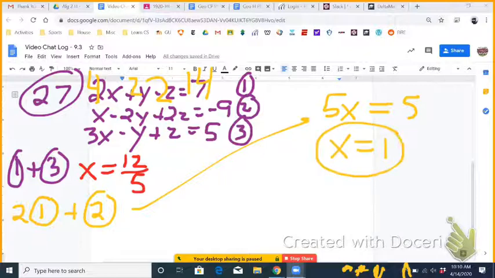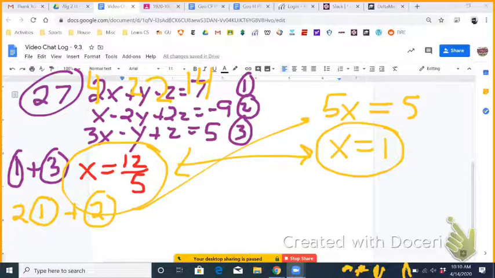Alright, so this is called an inconsistent system. It's giving us two answers that are different from each other. So that means there's no solution to this. It's impossible for x to equal 12 fifths and x to equal 1. And that's going to happen when you go to eliminate one variable and then the other variable also eliminates.